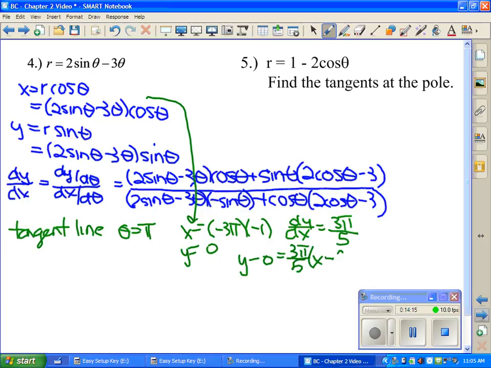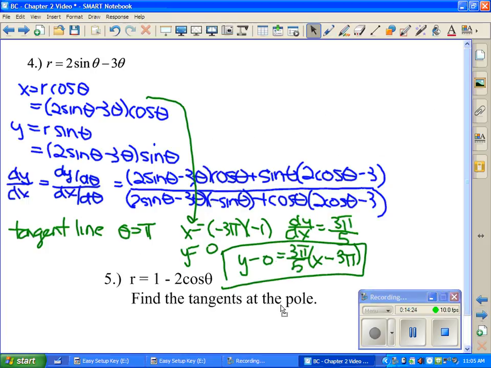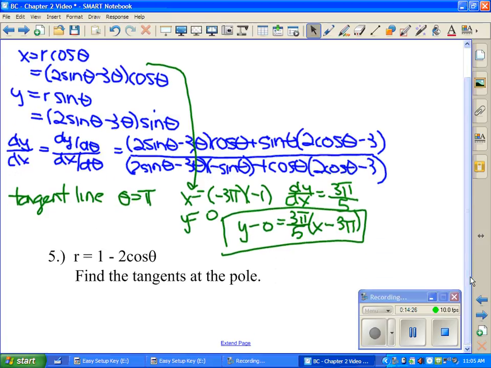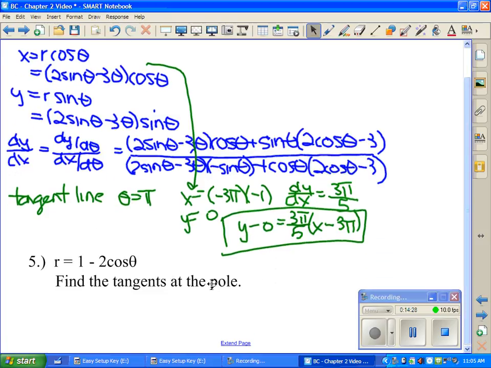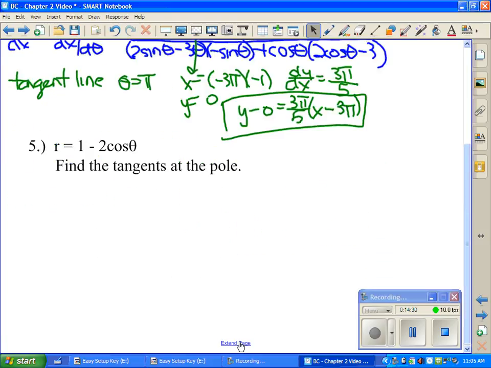And then you also had stuff like horizontal tangent, where you would set the numerator equal to 0. Vertical tangent, you would set the denominator equal to 0 and solve for those values of theta. Tangents at the pole, this was actually the easier one. What we had to do was find basically where it crossed the origin. So you set r equal to 0, 1 minus 2 cosine theta equal to 0. Solve for theta, so cosine theta equals 1/2. So theta equals pi over 3 and 5 pi over 3.